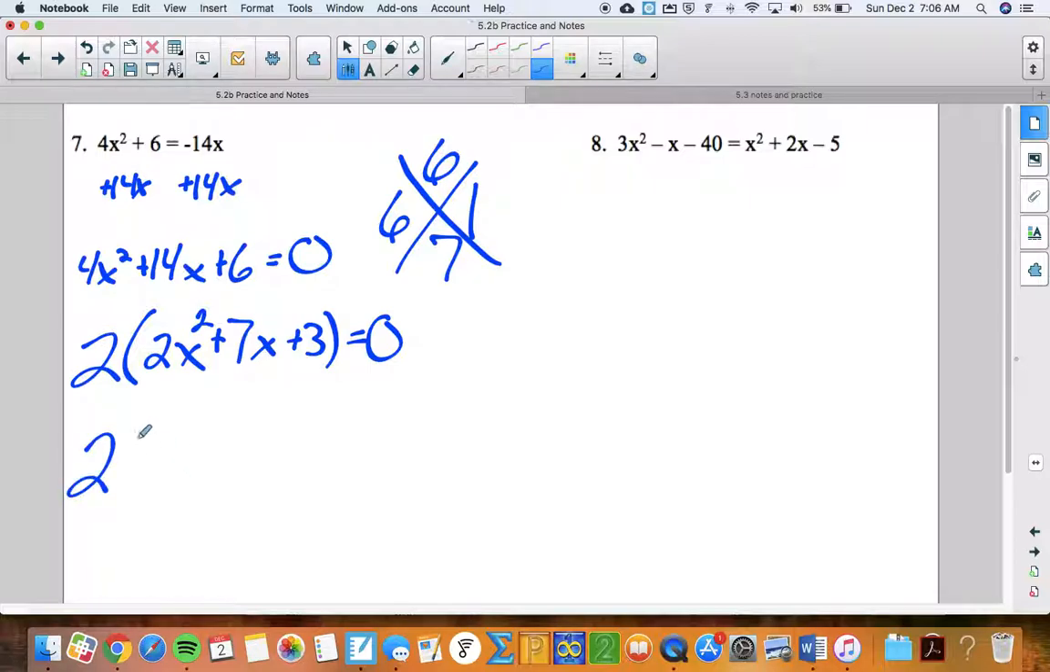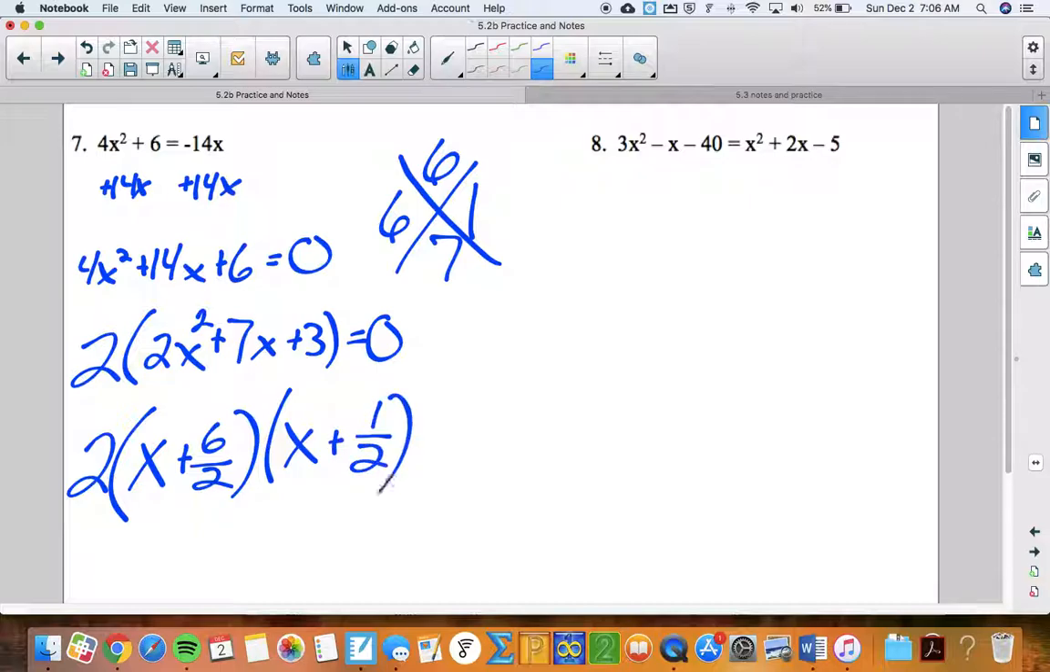So bring your 2 out in front, folks, and we're going to get x plus 6 over 2 times x plus 1 over 2 equals 0. Bring your simplified denominator over, but let's actually simplify that. So we're going to get 1x plus 3 and then 2x plus 1 equals 0.